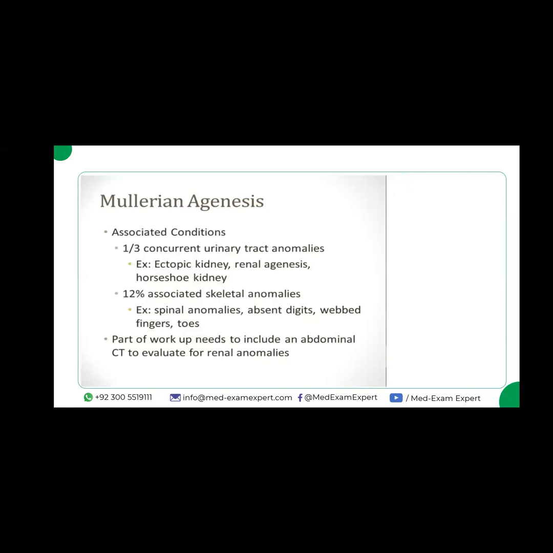Many conditions are associated with Mayer-Rokitansky-Kuster-Hauser syndrome. In one of the cases, there are also associated urinary tract anomalies. These patients are prone to having ectopic kidney, renal agenesis, and mostly they have a horseshoe-shaped kidney. 12% of the females have associated skeletal abnormalities, especially spinal anomalies, absent digits, webbed fingers, and toes. So the workup needs to include an abdominal CT scan to evaluate for associated renal anomalies if they are not found on the ultrasound.